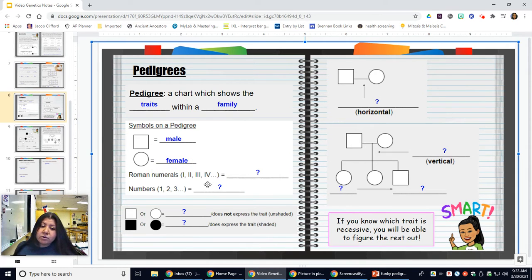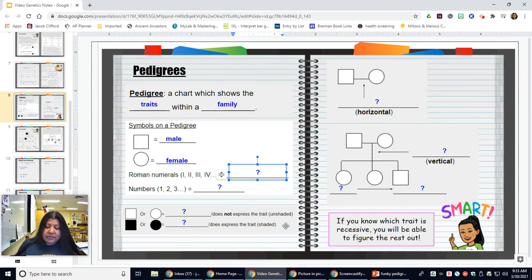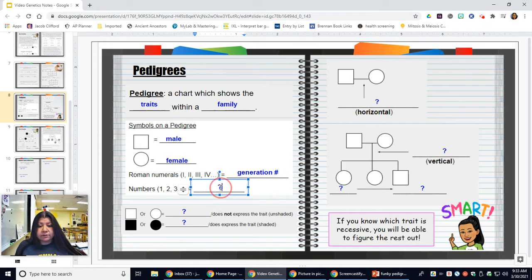I also have Roman numerals. So my Roman numerals are going to indicate the generation number. That's different from actually having numbers. When I have numbers, those are the individual numbers.